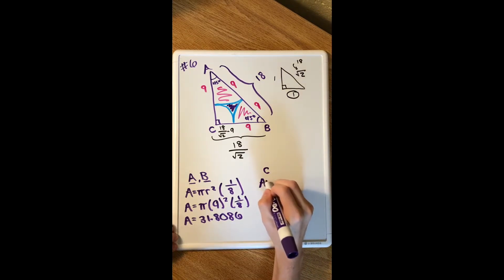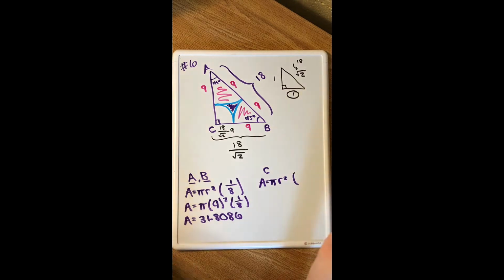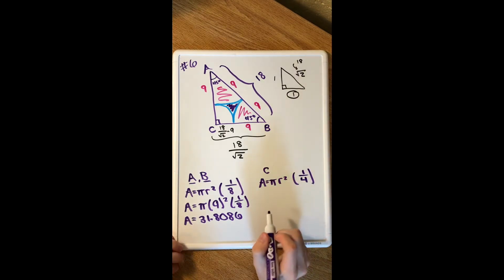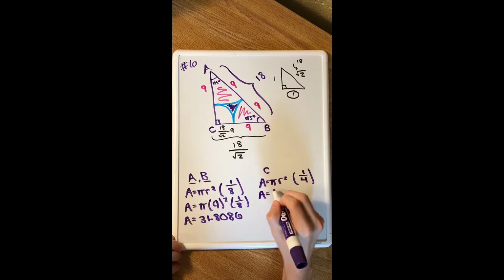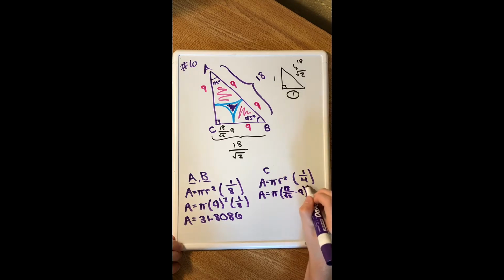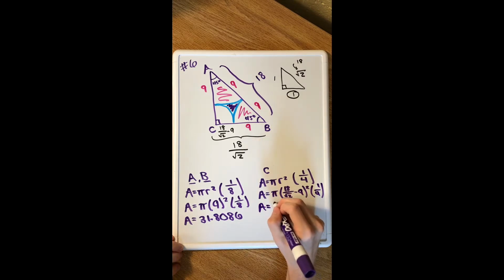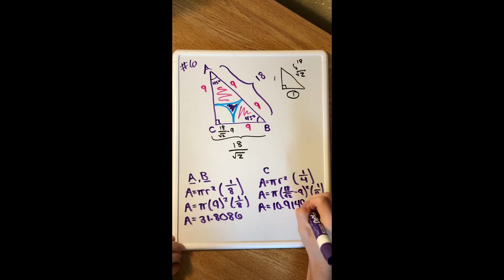And then we can also figure out the area of the arc C. So we have area equals pi r squared. And because C has an angle of 90, we know that 90 is 1/4 of 360 degrees. So then we know area equals pi, and our r is 18 over radical 2 minus 9 squared, and then you keep the times 1/4. And that gives us an area of 10.91499.